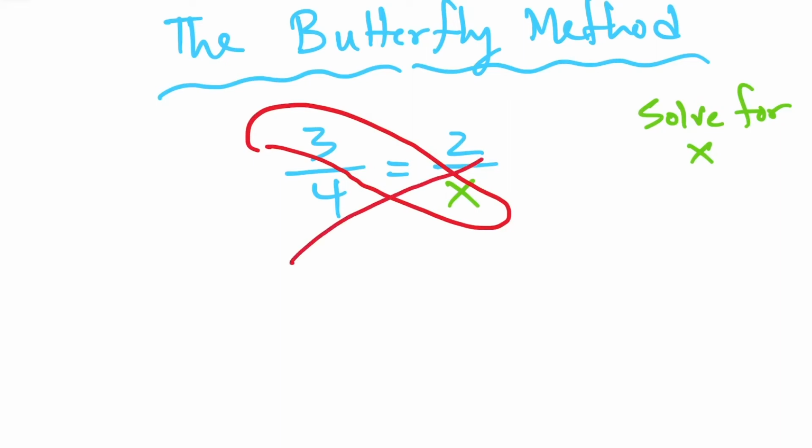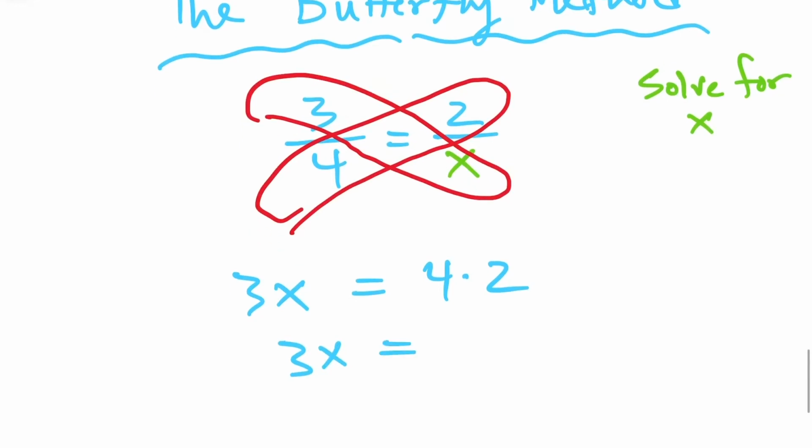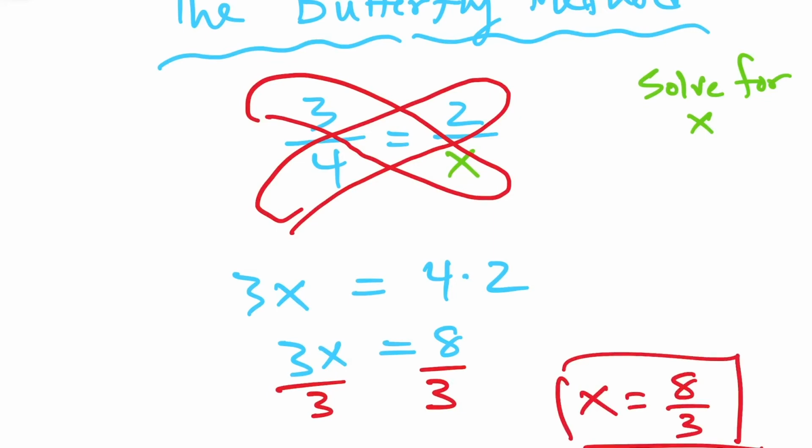I'm really bad at drawing, as you can see. So 3 times x equals 3x. 4 times 2 equals 8. So 3x equals 8. How can we get rid of this 3? We can divide both sides by 3. So x will be equal to 8 over 3.